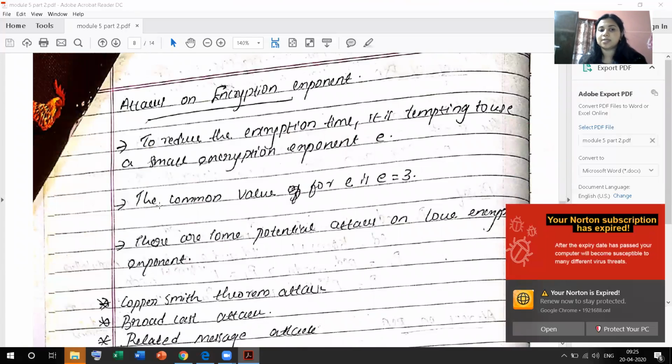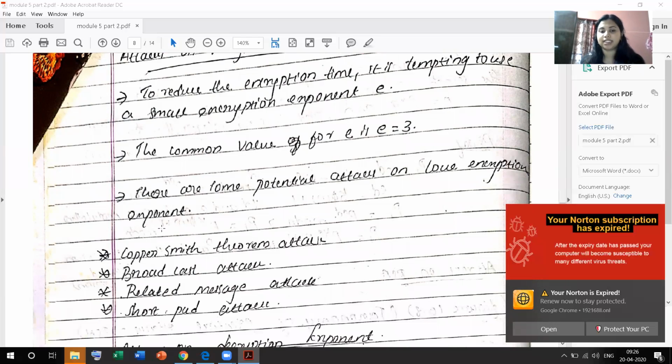Attacks on encryption exponent. As we have already said, to reduce the encryption time, the sender takes a very small value of the encryption exponent E. Then the attackers can easily attack the RSA crypto system. The main attacks are the Coppersmith theorem attack, broadcast attack, related message attack, and short pad attack.